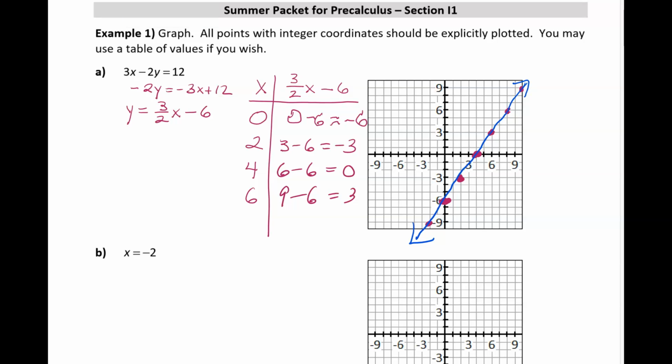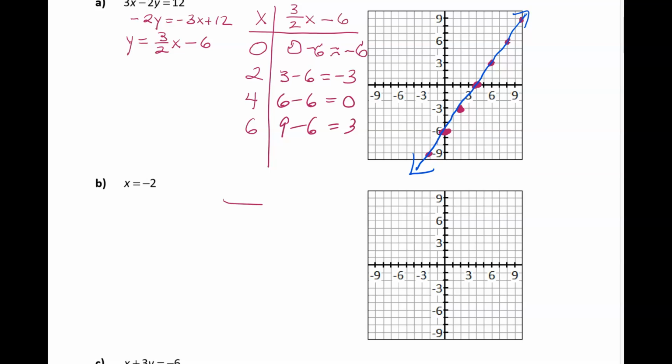All right, in example 1b, we have the equation x equals -2. This is the easiest one to do by a table of values, because when you create the table of values here, you just put -2 in the column for x, because x is always equal to -2, and then put whatever you want in the y column. 0, 1, and 2 are my favorite numbers. So x is -2, y is 0; -2, 1; -2, 2; and by this point we don't need to make a table with the rest of the values.